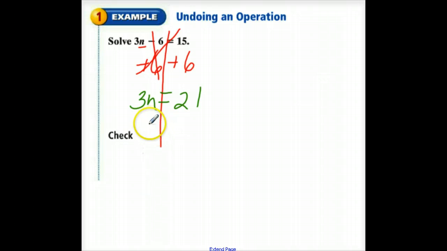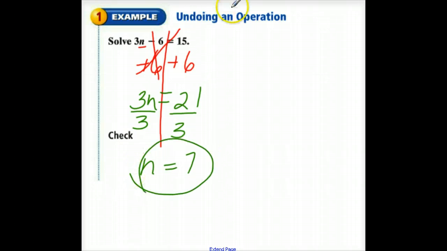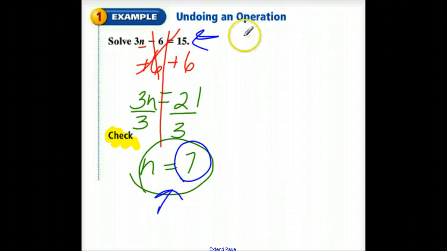That's the first step. Second step, I still have to get n by itself. I'm going to divide by 3. n equals 7. Now you can see this word right here that says check your answers. It's really important we learn how to do that. So once I have an answer for my variable, I can put this value back in my original equation for n. So let's do that.